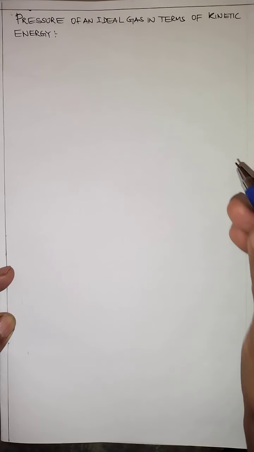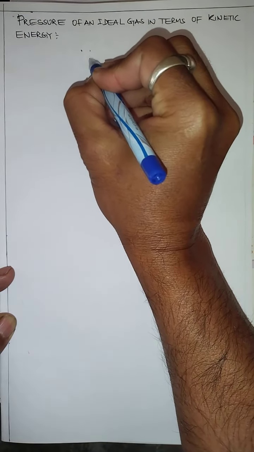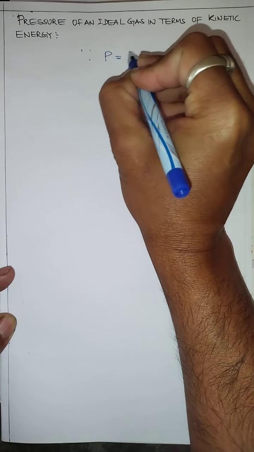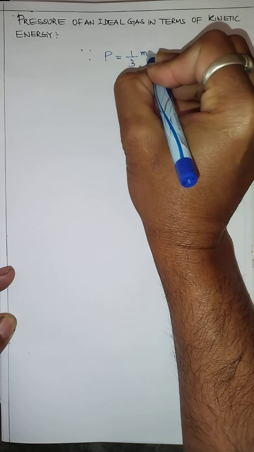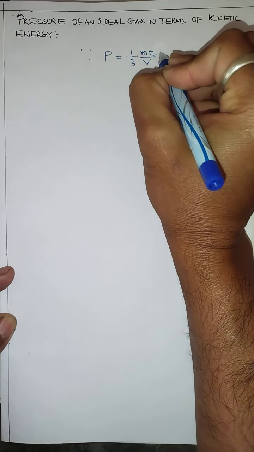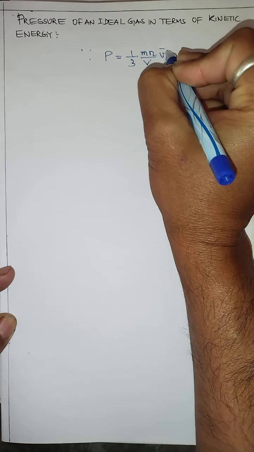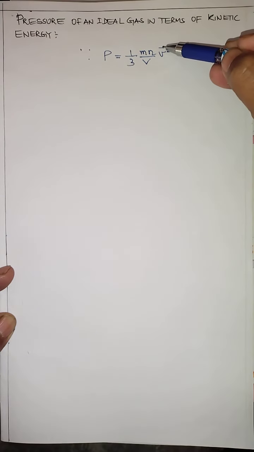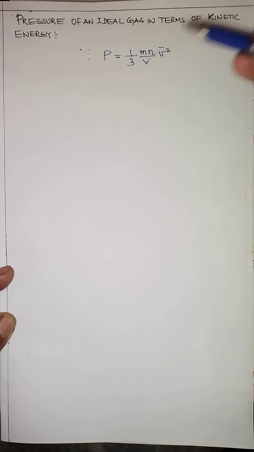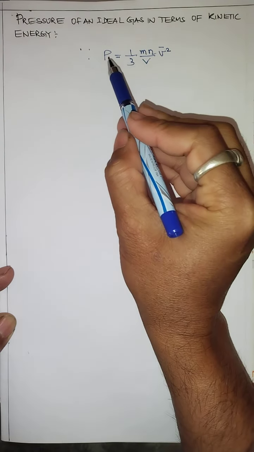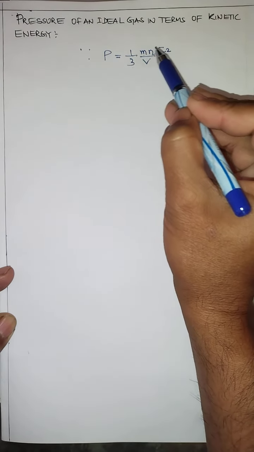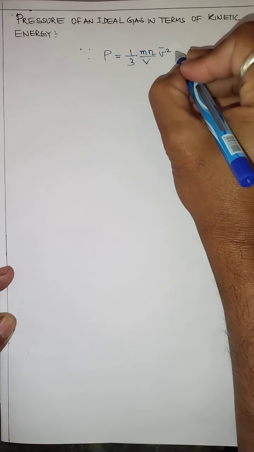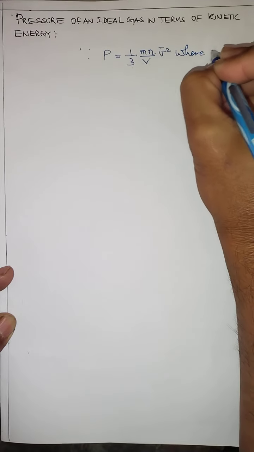Now for that, let me start with the relation that we have done already. Till last class, we derived the expression of pressure by the relation P equals 1 by 3 m n by V into v bar square, where v bar square is called the mean square velocity. That means the pressure of an ideal gas is P equals 1 by 3 m n by V times mean square velocity.